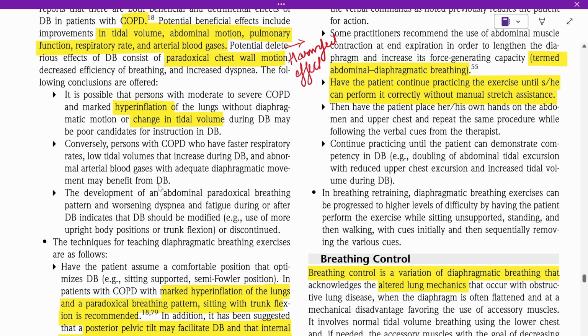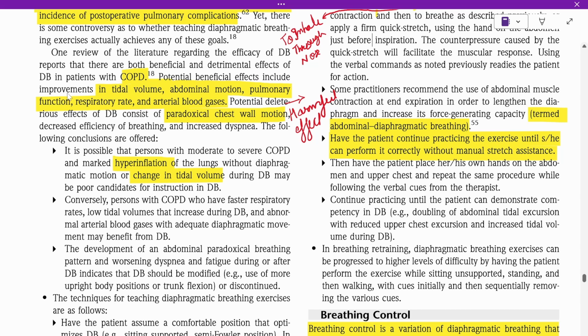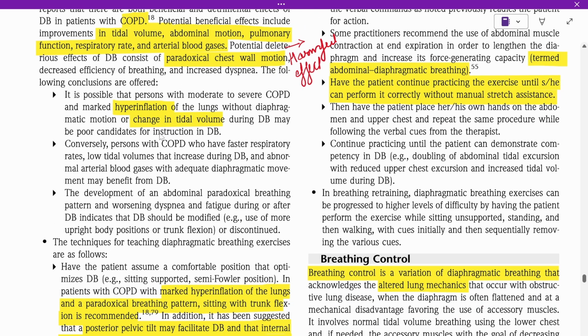This is because it is clearly mentioned that diaphragmatic breathing improves tidal volume and abdominal motion, pulmonary function, respiratory rate, and arterial blood gases. So therefore it will help in COPD patients also.